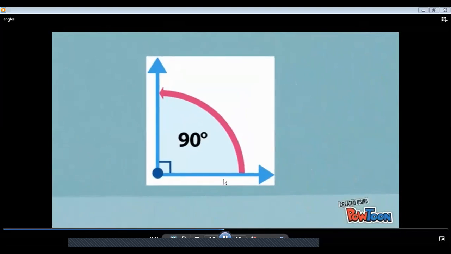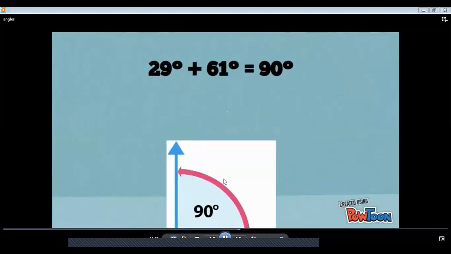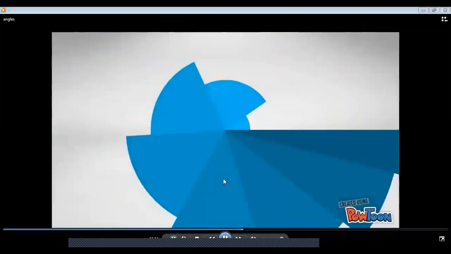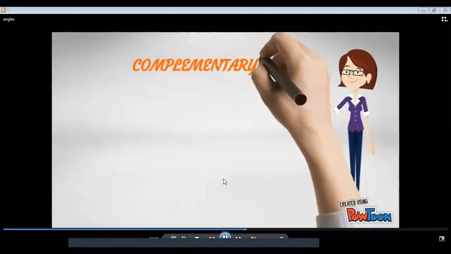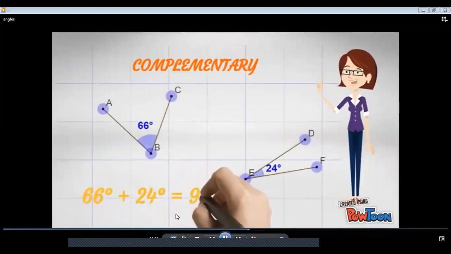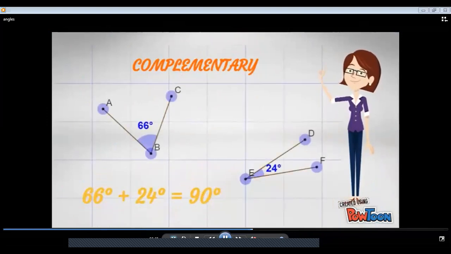Angles are complementary if they form a 90 degree angle or a right angle. 29 plus 61 is equal to 90 degrees. It means it's a complementary angle. 66 plus 24 is equal to 90 degrees.